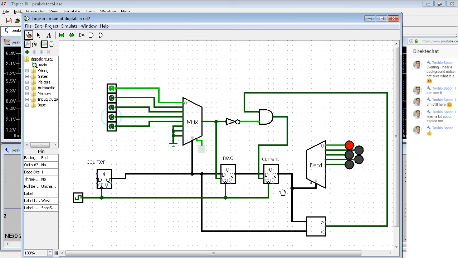So we'll have it on a breadboard, and it's easy to see why something is working and why it's not working. So yeah, I would just say thank you for watching.